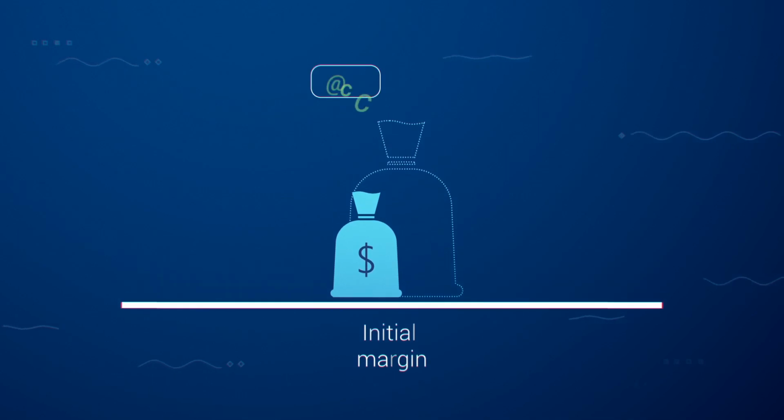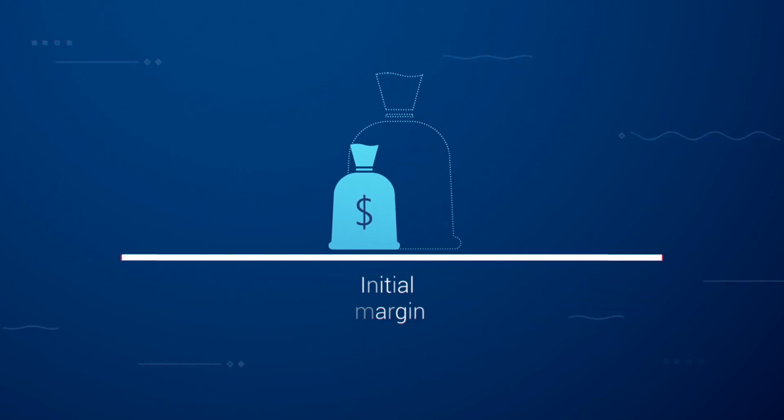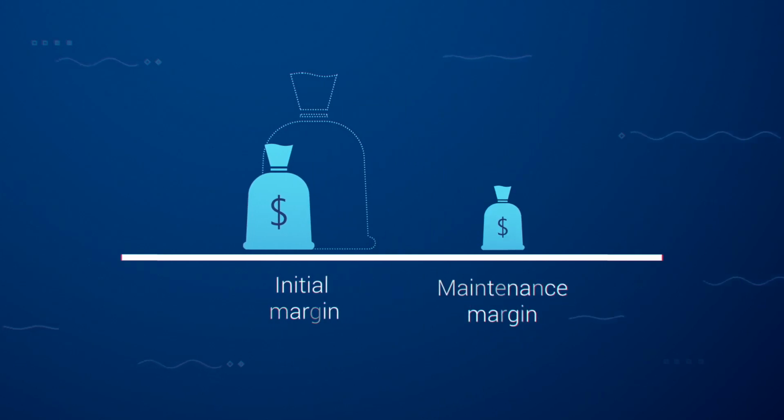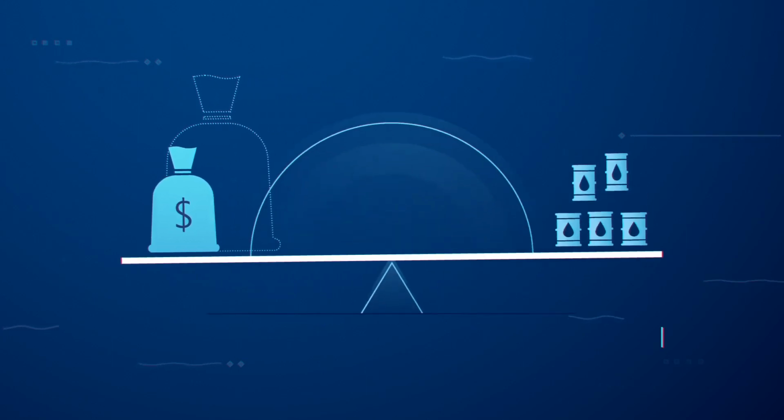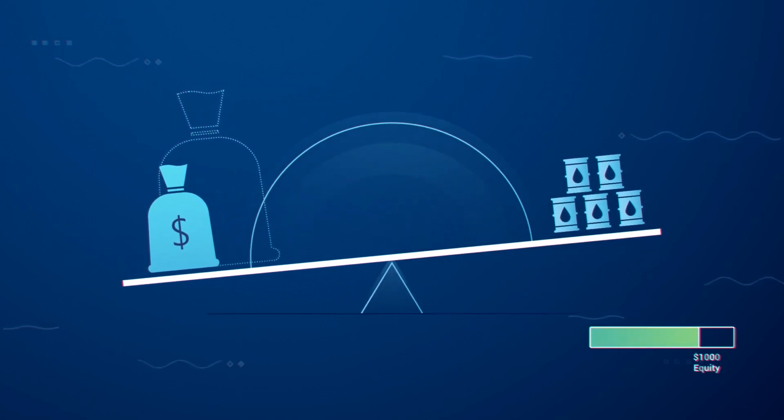The initial margin is the amount of money needed to open a position, allowing you to pay a small percentage of the trade's value up front while remaining exposed to the position's full value. The maintenance margin is the minimum equity needed to keep a position open and is half the value of the initial margin. Let's assume you've deposited $1,000 to your account.